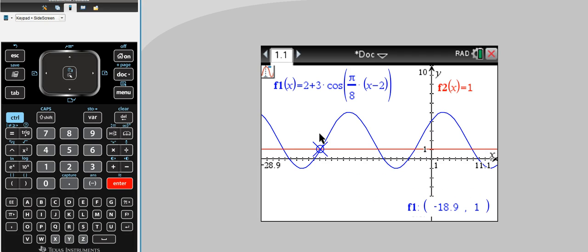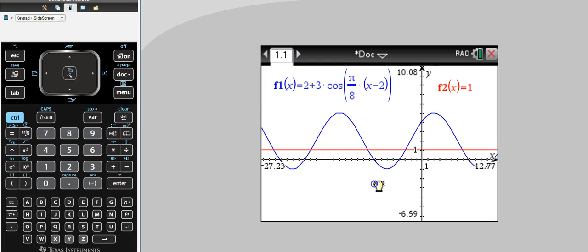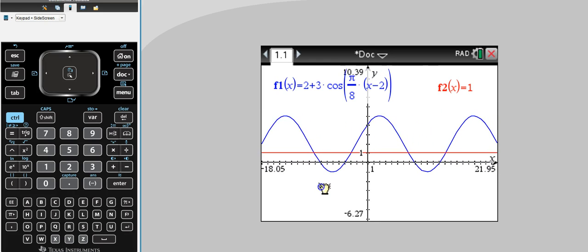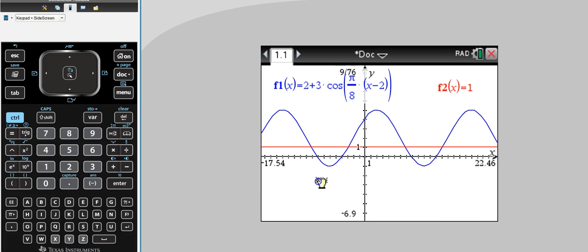If I want to shift it back, I push Escape to get out of Trace. Then hover your cursor over a white space, hold down your clicker until it turns into a little hand, and just drag it back. You can get it back to about where it was before.